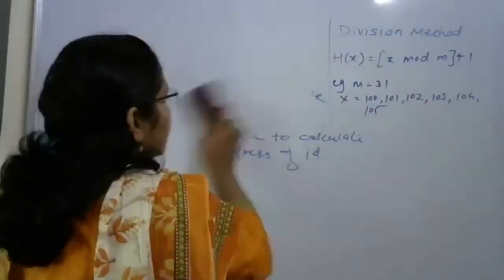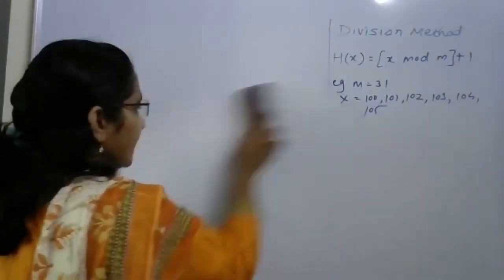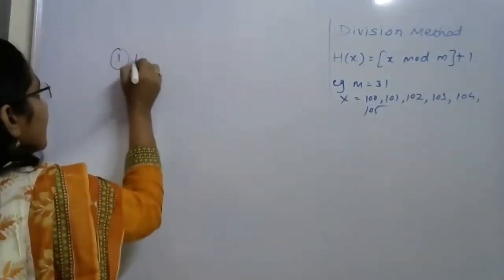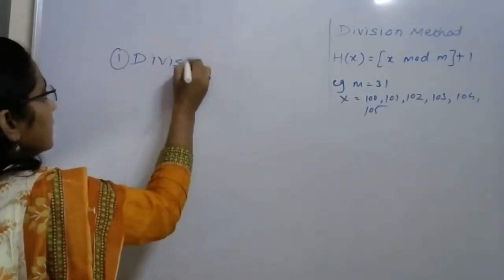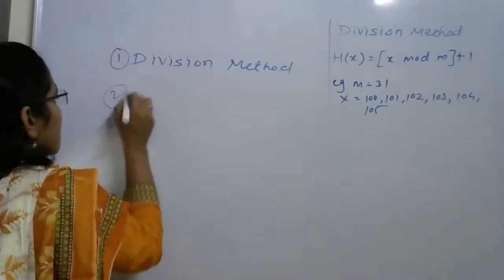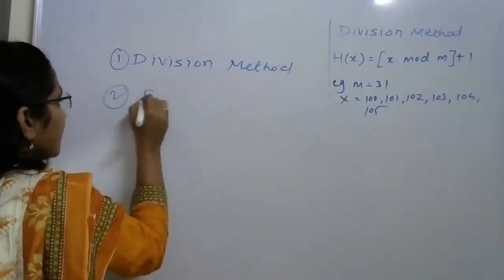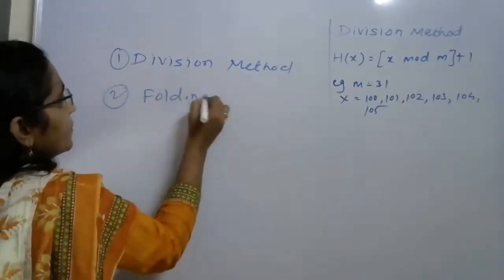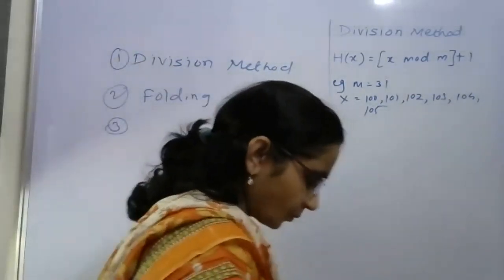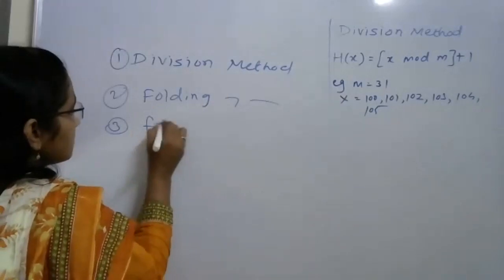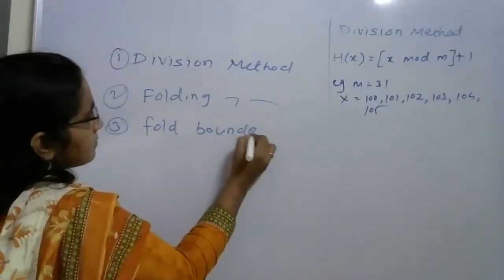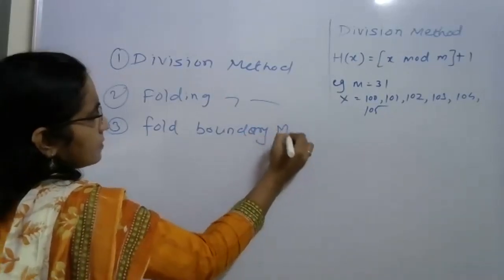So there are different methods for calculating the hash address. The first method is the division method. Then the second method is the folding method. And the third method is the fold boundary method.